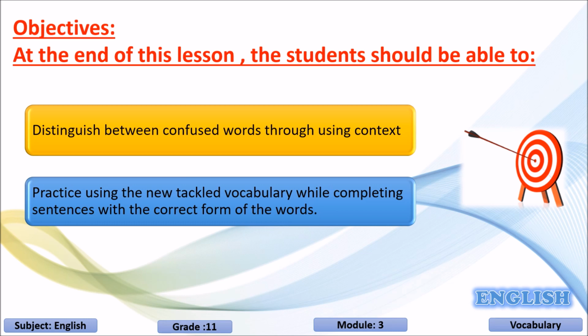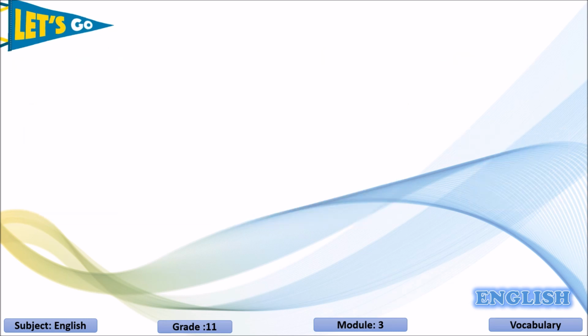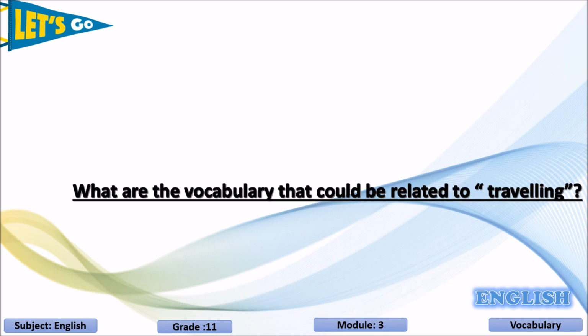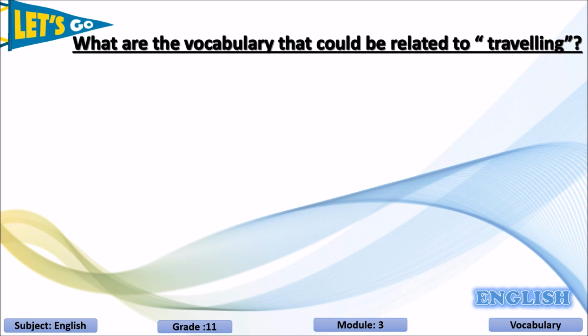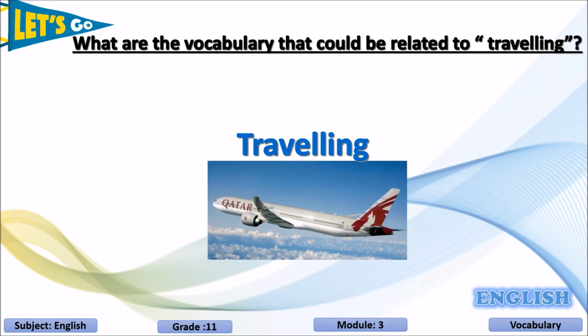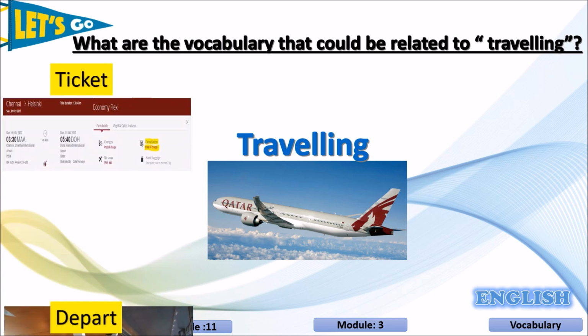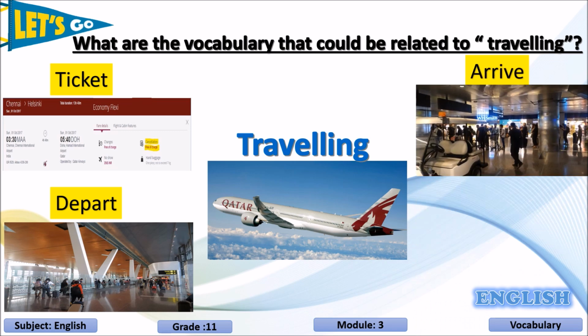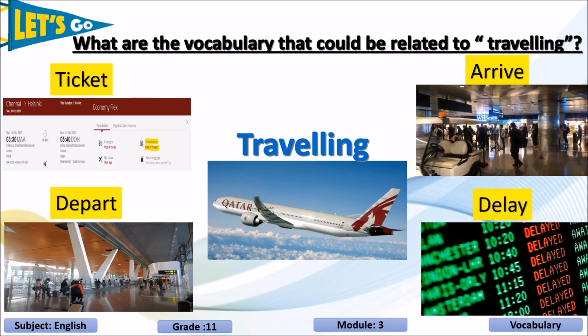Please get your student book ready on page 46. All right, let's get started. What are the vocabulary words that could be related to traveling? Let's brainstorm vocabulary on the topic of traveling. Good, we can say ticket, depart, arrive, delay, airport, and the list is longer.